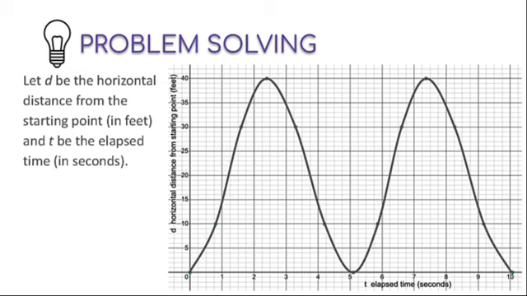The horizontal axis represents the elapsed time in seconds, and the vertical axis represents the horizontal distance from the starting point. We know the furthest horizontal distance is 40 feet, and so you see that the maximum this graph reaches is 40. The closest that they can be is 0 feet from the starting point. This video shows going up and back to the maximum distance twice, which is what we've got here.